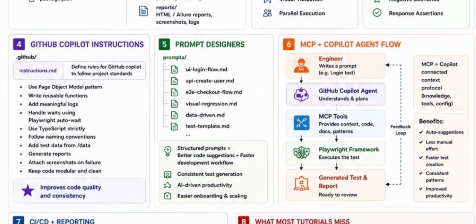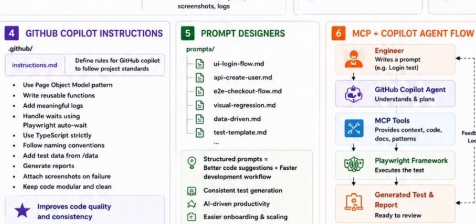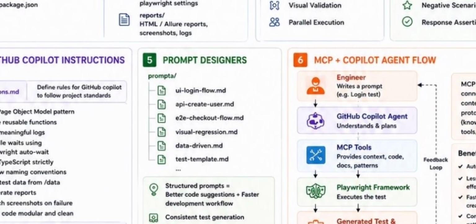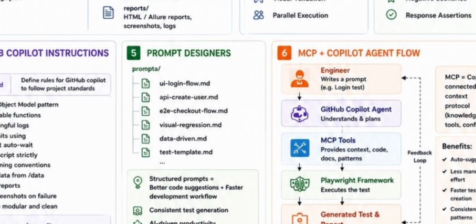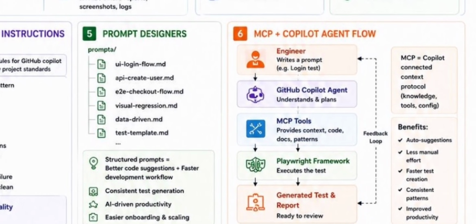In the next topic we have discussed the GitHub Copilot instructions, what the benefit of it is and how it helps us. Basically, upon installing GitHub Copilot, it helps us improve code quality and consistency. And we have talked about the prompt designers, and we have talked about the MCP plus Copilot agent flow.